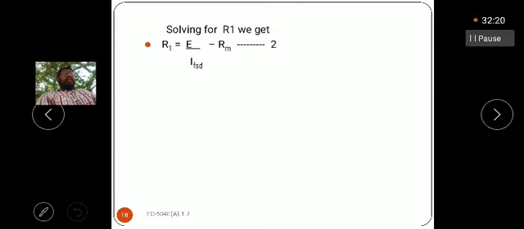Solving for R1, we get R1 is equal to E by I full scale deflection minus Rm. This is equation 2.